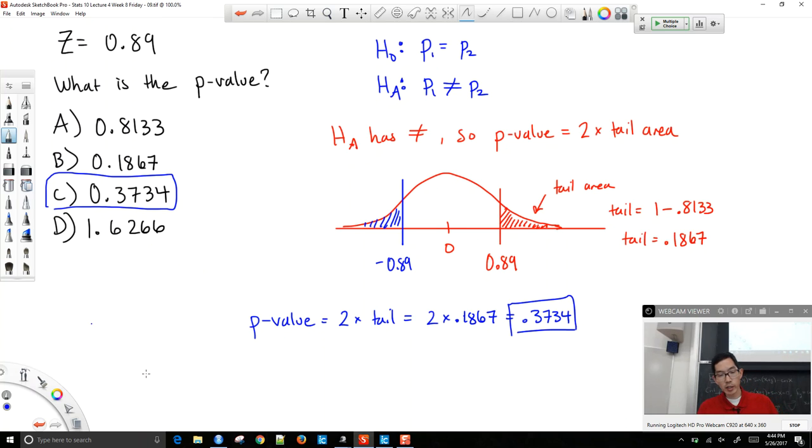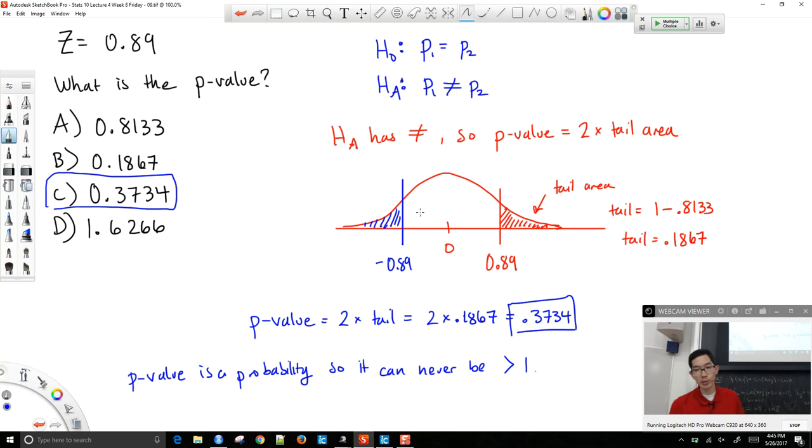Keep in mind, a p-value is a probability. It's the probability of your data, so it can never be over 1. So if you doubled the other side, that wasn't your tail, you're going to get a value greater than 1, and you know that's wrong, okay? Because the p-value is a probability. You cannot have a probability larger than 1.